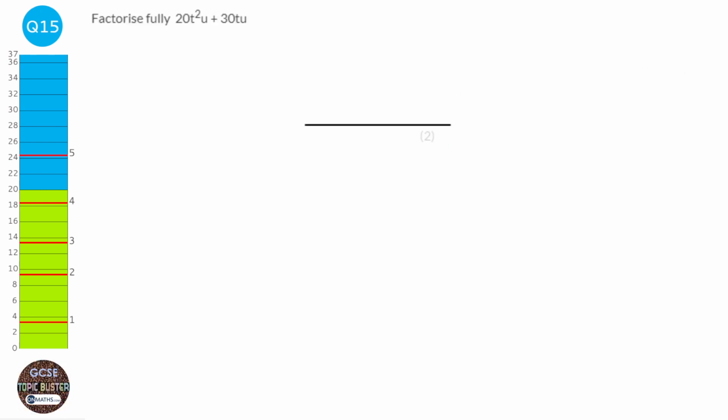So factorise means to put it into a bracket, and it looks like it's a quadratic here, but it's actually just a linear factorising because we don't have a number term. So we're going to just use 1 bracket for this. And looking at these terms, I'm going to focus first on the numbers. So 20 and 30, I can divide both of those by 10, and that will leave 2 and 3. So that's the numbers done. Next, I'm looking at the t terms. So we've got t squared there and a t there.